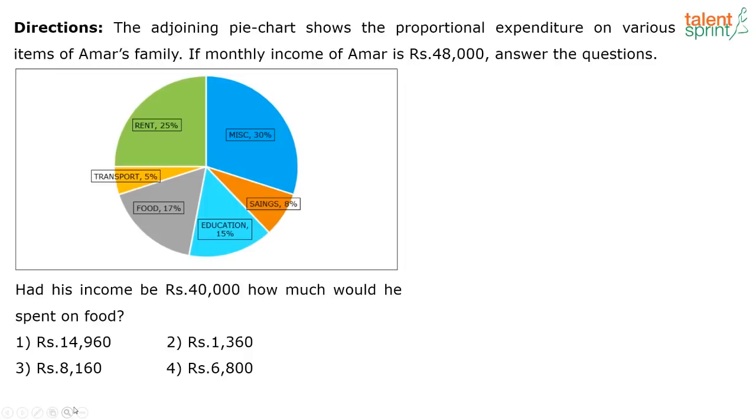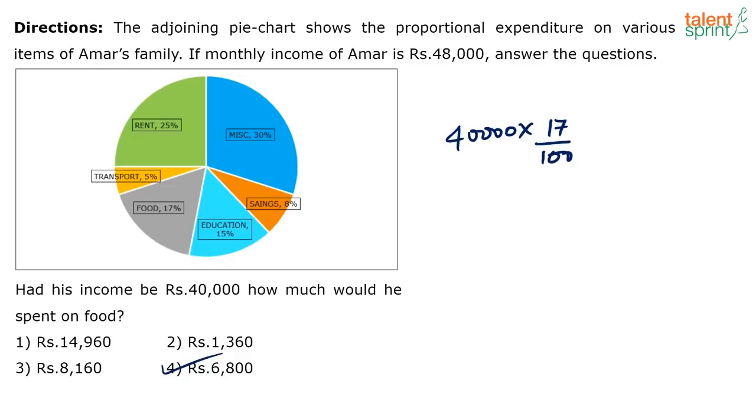Next one. Had his income become 40,000, how much would he have spent on food? So if the person's income was 40,000, how much would he have spent on food? See, he has spent 17% on food. So what should you find out? You have to find out 40,000 into 17 by 100. Yes? That is 6,800, option 4. Again, you can split it and do if you want. Otherwise, you can directly calculate also. Anyway, the calculation is very easy. You just have to find out what is 17 into 4. That's all. Option 4, 6,800. So with that, the questions in this paper is over.